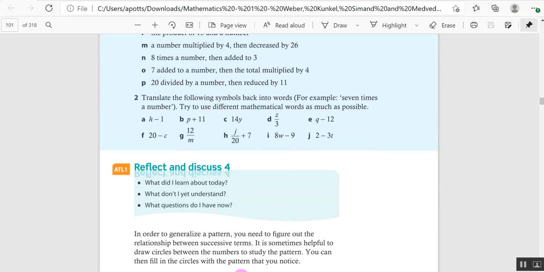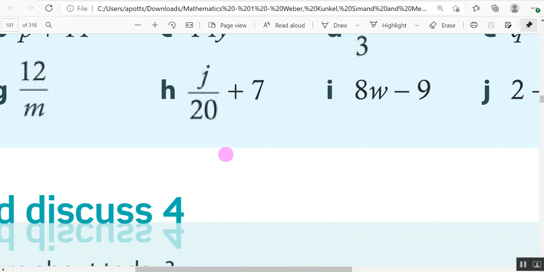I think you're good with this. So H, J divided by 20 add 7 means, here? J divided by 20 plus 7. What does it mean? You know which one I'm looking at? No, we're looking at H. So I said H. J divided by 20 plus 7. What does it mean I'm doing in words? H is a number as the numerator and 20 is the... No, I want it in English language.